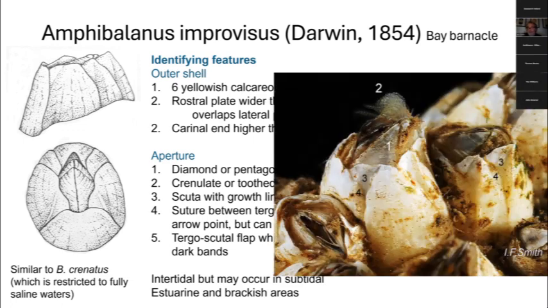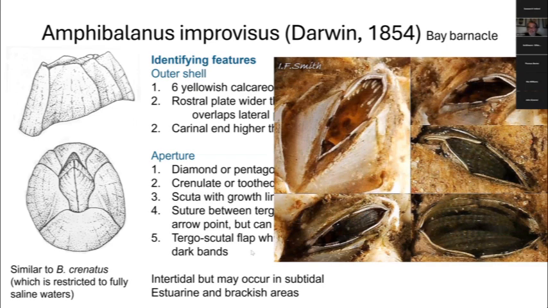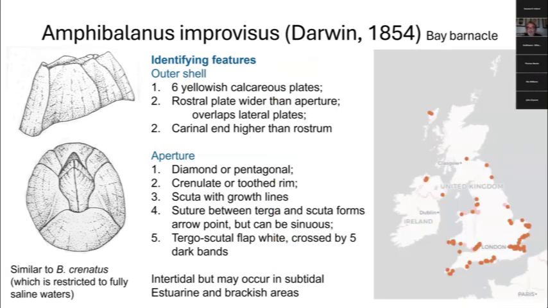I think there's another picture. Yeah, so here you can see the tergoscutal flaps very nicely. So if you go to Ian Smith's site here, he covers pretty much all of the intertidal barnacles and some of the subtidal ones too, all the acorn barnacles, that is. And he has absolutely brilliant photos showing all of the various features that are helpful in identification. This species is subtidal, but it is generally confined to estuarine and brackish areas, and hence its vernacular name, bay barnacle.